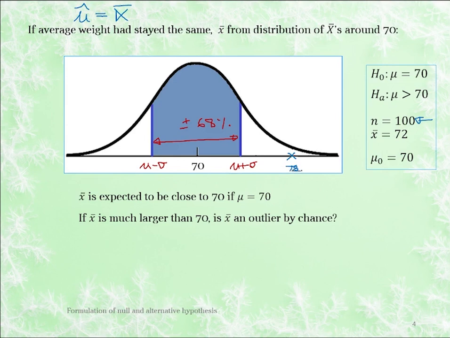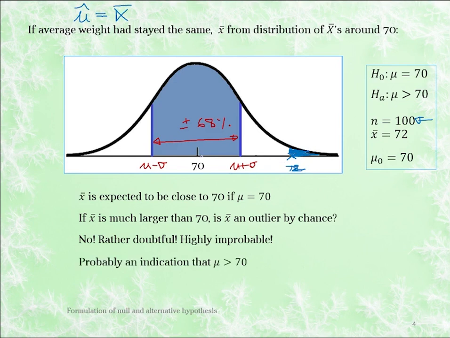So if we consider what the chances are of getting a value of 72 or larger, you can see here this area under the curve is quite small. So the chance of that happening by chance is actually quite unlikely. So if that 72, let's say, lies over here, then it's highly unlikely that mu is still 70. So that's the idea behind the hypothesis test.